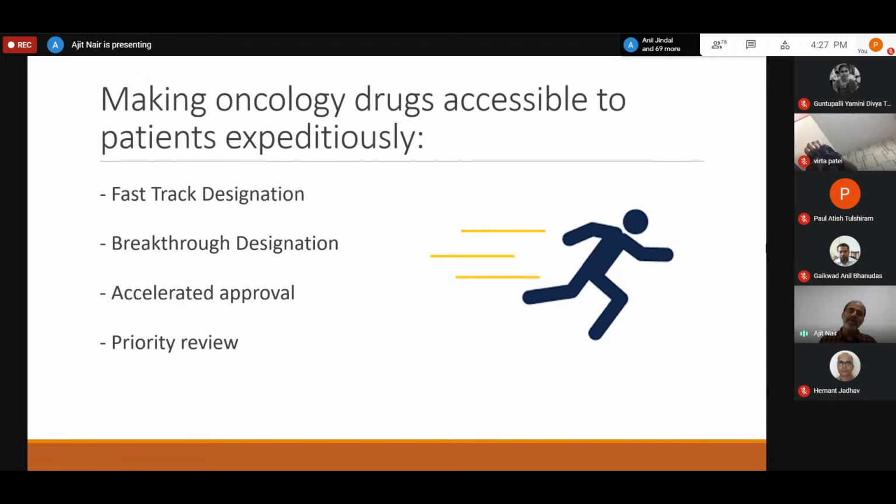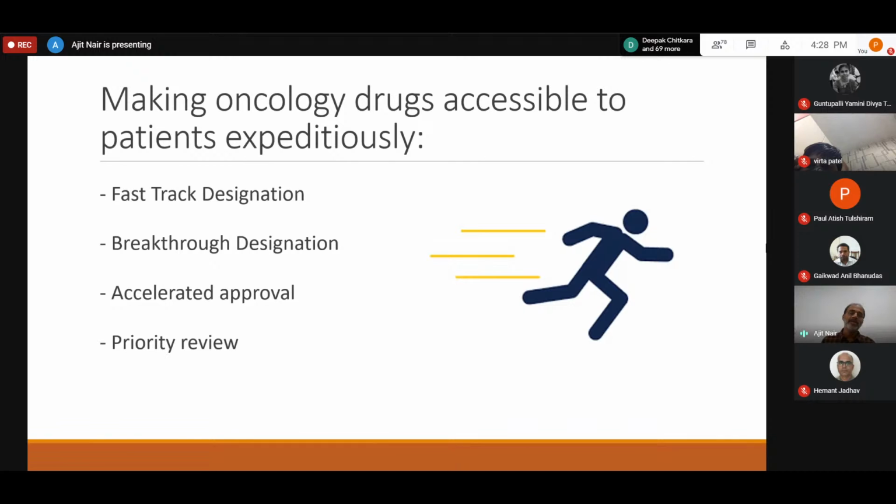So priority review again is given only to those drugs which are meeting an unmet medical need, which have a fast track designation or a breakthrough designation. So you have to have some advantage of your drug, which really is able to overcome the lacuna of an existing therapy, or a disease for which there is no good therapy available. You can apply for a priority review, and that crunches your timeline to about half, to about 6 months.